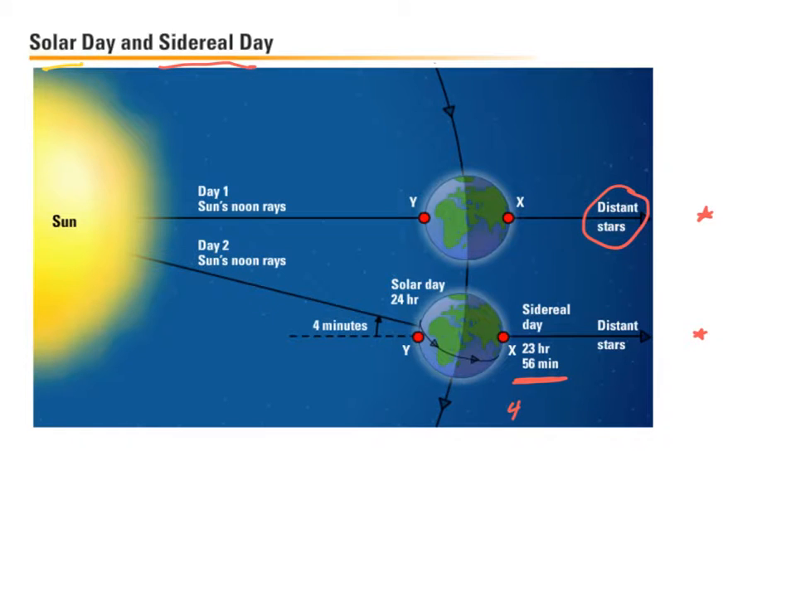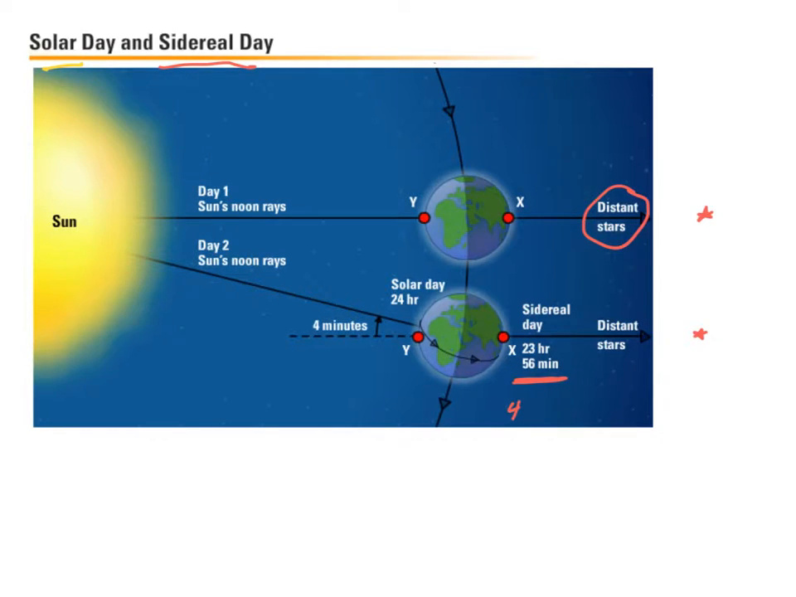The other way that we can mark a day is we can use that star that's closest to us, and that would be the sun. And what we do is we look at the sun, and when the sun's noon rays are shining directly above a point, we would mark a day as being when those sun's rays are directly overhead again in the same point. So it takes 24 hours for a solar day to occur.